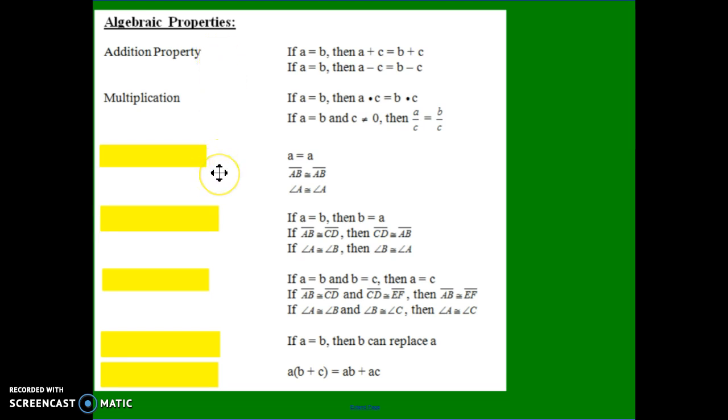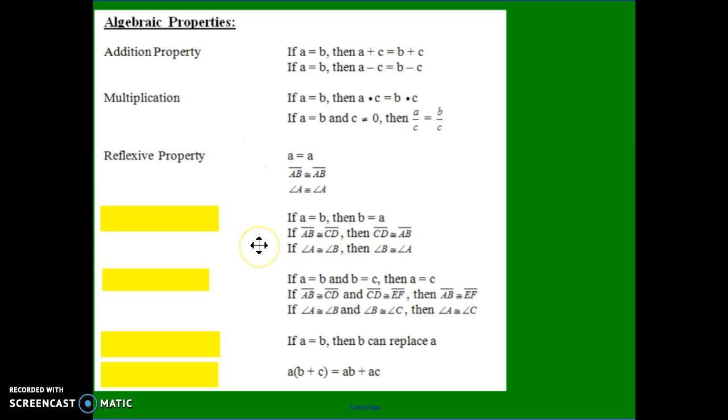The next one, A equals A, or line segment AB equals line segment AB, or angle A equals angle A. This one's going to come up when you have the same side being used for two different figures. For example, if two triangles are right next to each other and they share a side, we're going to have to be proving that those sides are congruent. Well, obviously, if it's the same side, it's congruent, but you still have to prove it. So that's called the reflexive property if you're going to be using the same thing twice or for two different figures.